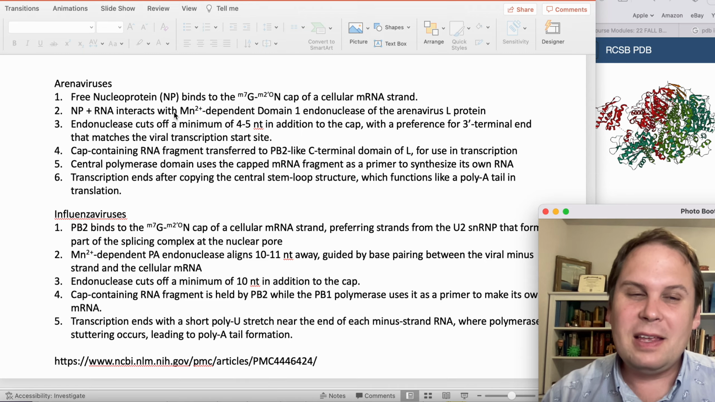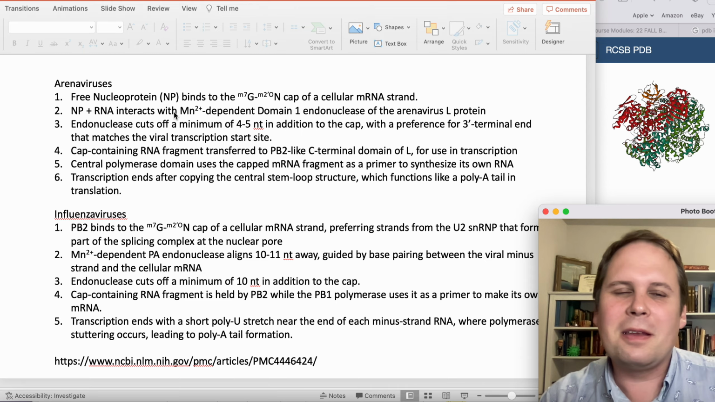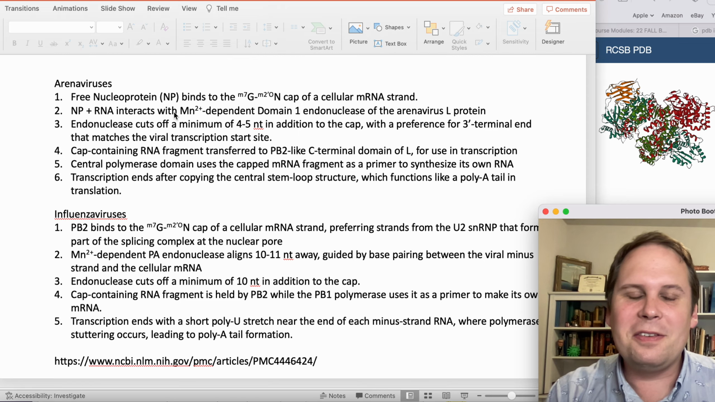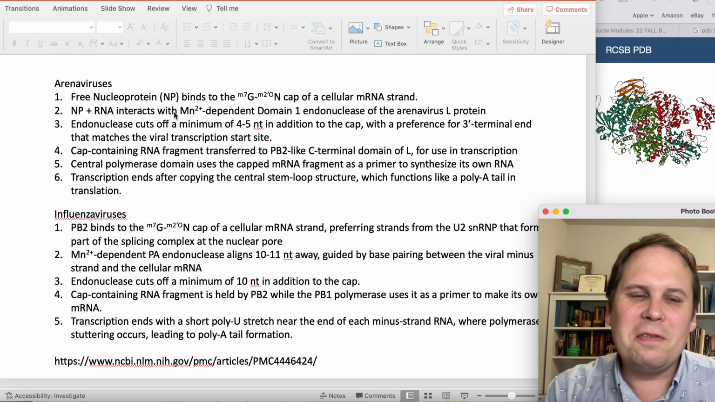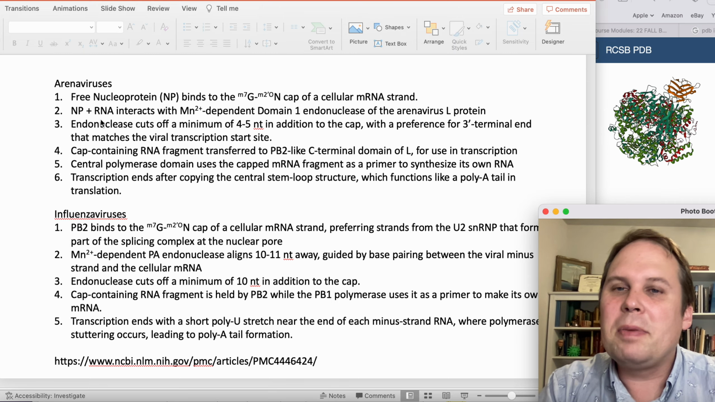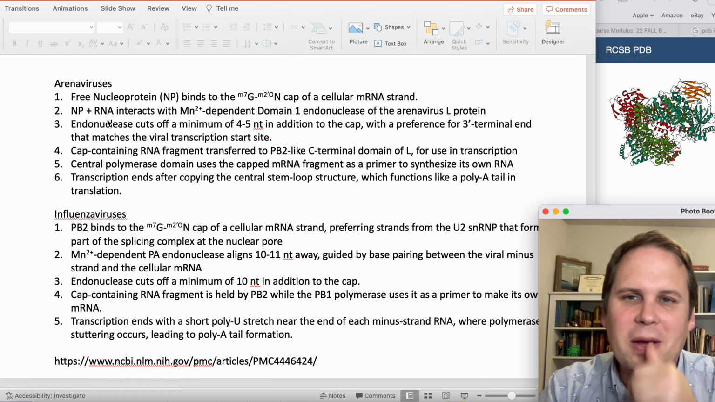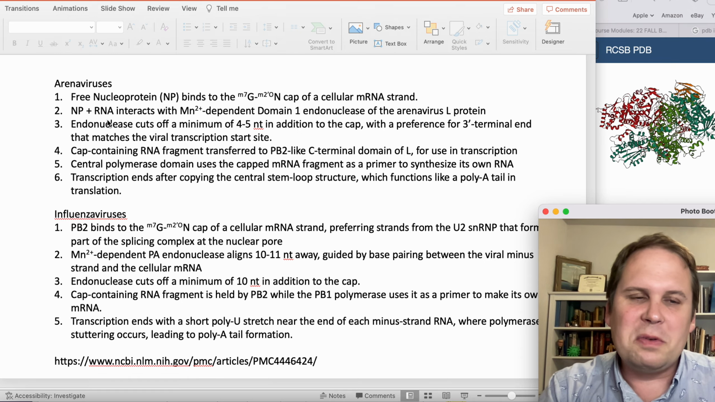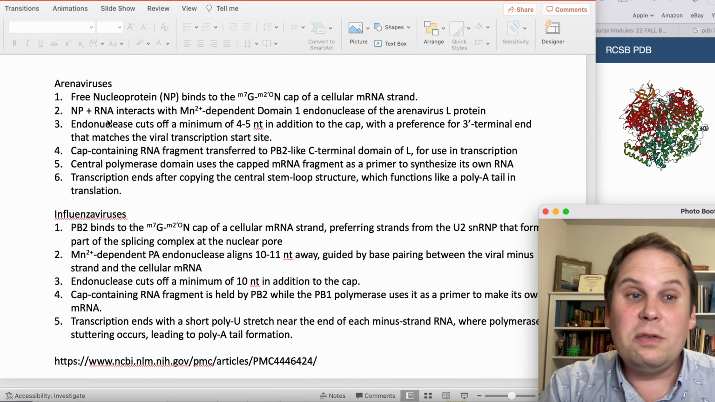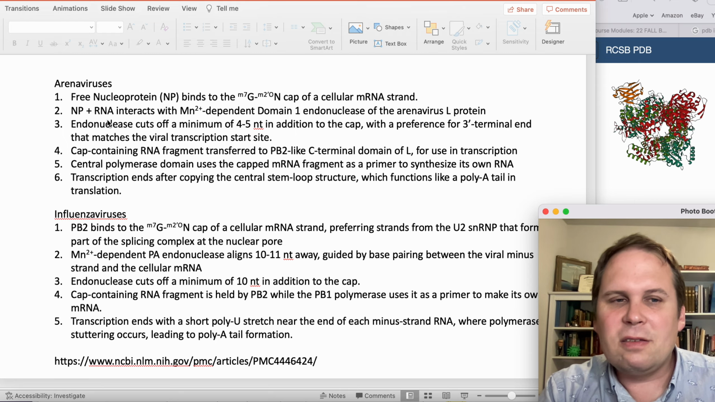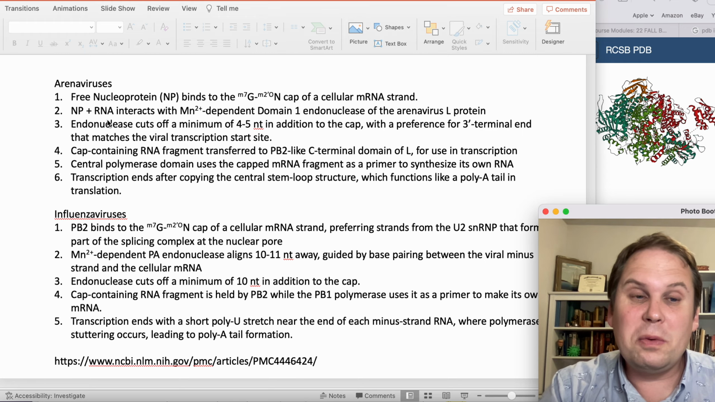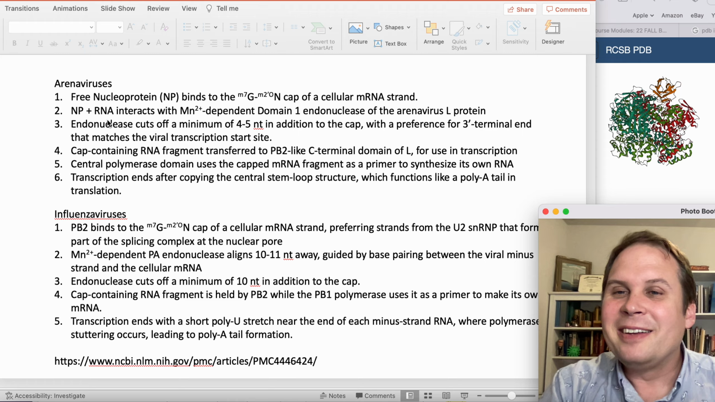Okay. Anyway, so first step, the nucleoprotein will bind to that little cap. Great. Nucleoprotein in arenavirus is like a delivery service. It's going to bind the cap, and it's going to take it over and say, here you go. And it's going to hand it off to PA and the PA equivalent and the PB2 equivalent. Let's see. Nucleoprotein plus RNA is going to interact with endonuclease, which is the first domain. They sometimes call it domain 1, but it's PA-like. And it uses manganese, that's the Mn2 plus atoms, manganese ions, in order to do its dirty, dirty deeds.